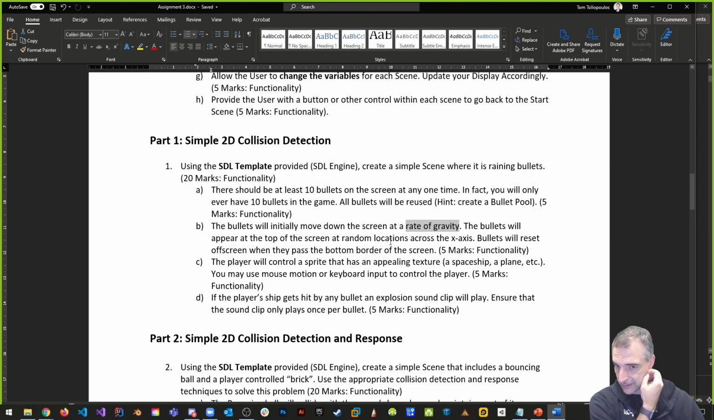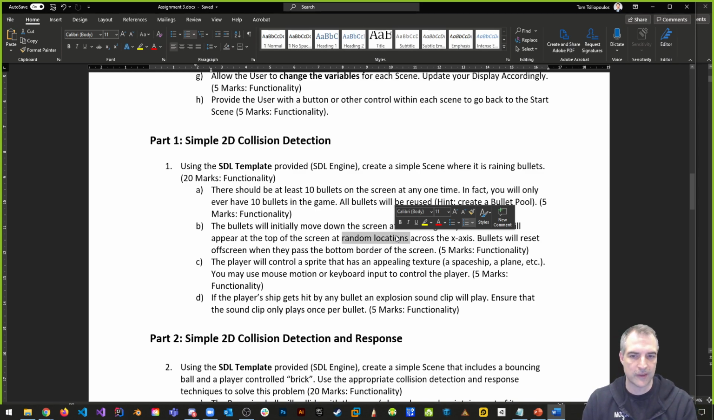The bullets will appear at the top of the screen at random locations, so it's going to be random places and the bullets are going to come down the screen. Bullets will reset off screen when they pass the bottom border of the screen. Okay, the player will control a sprite that has an appealing texture, spaceship or plane or whatever. You may use mouse motion or keyboard input to control the player.